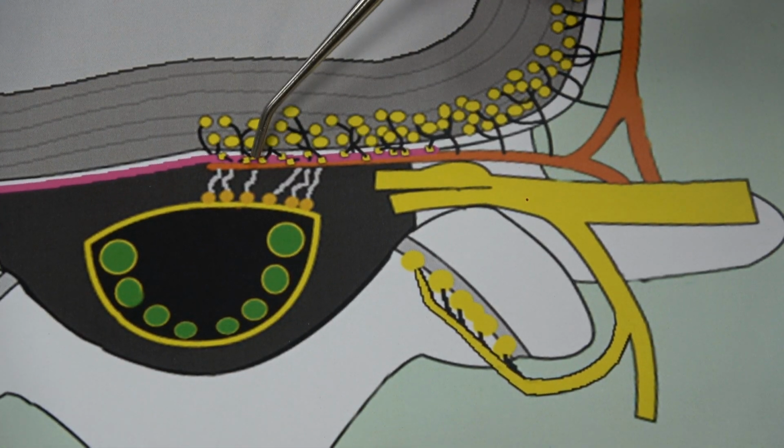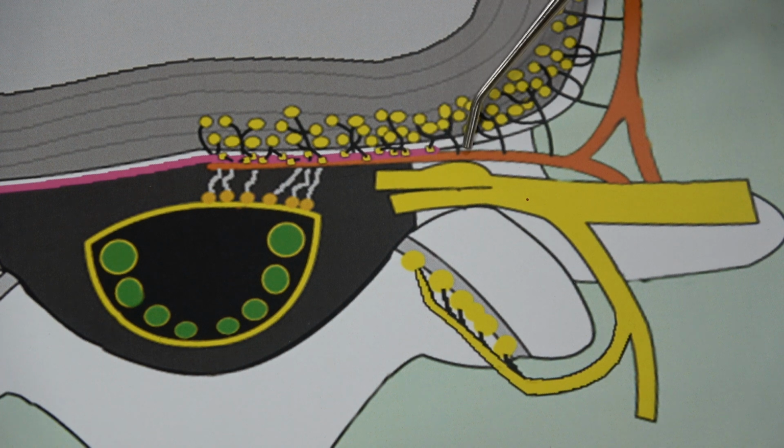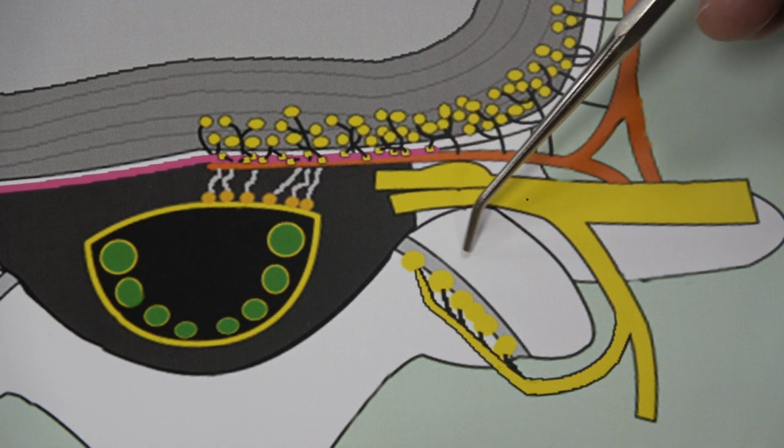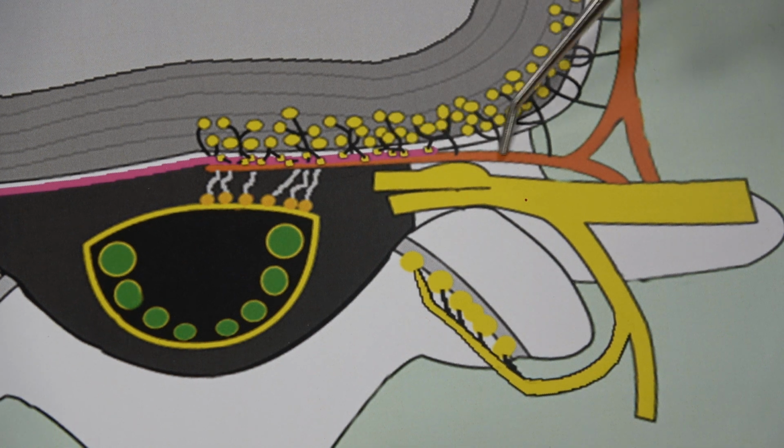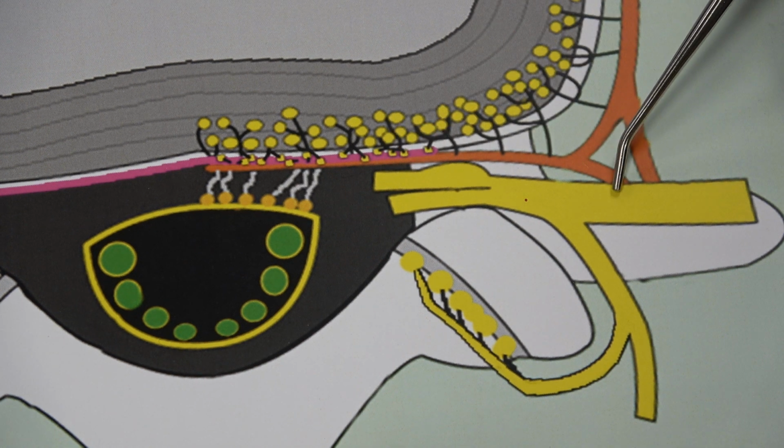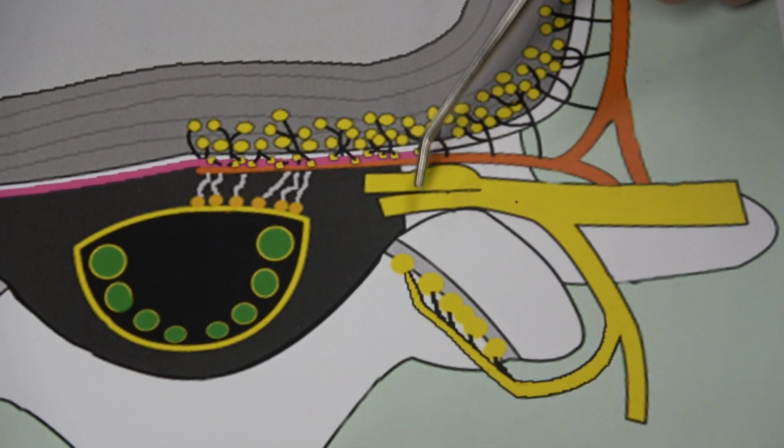So here's the path. It takes the signal of pain out. It goes out of the neural foramen. This is the neural foramen right here. Out of the neural foramen, and it dives back in the anterior ramus here. And I don't have to go over this again, do I?